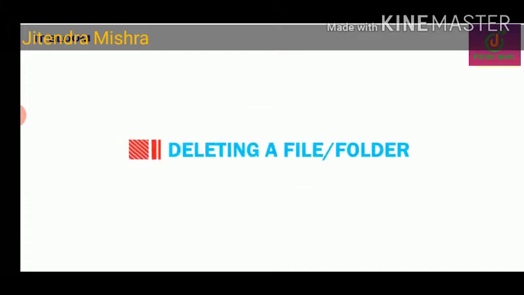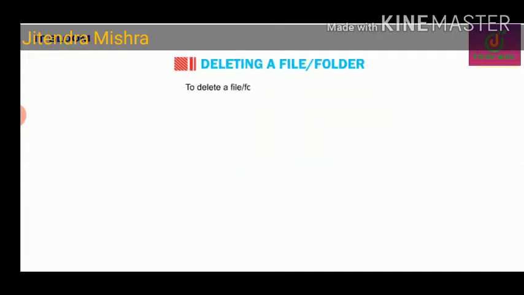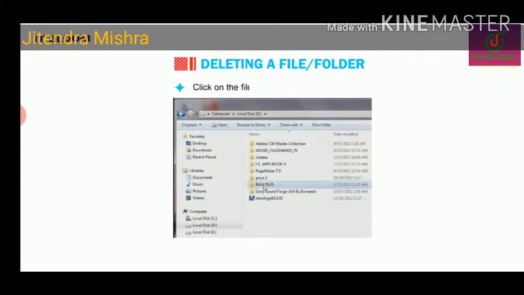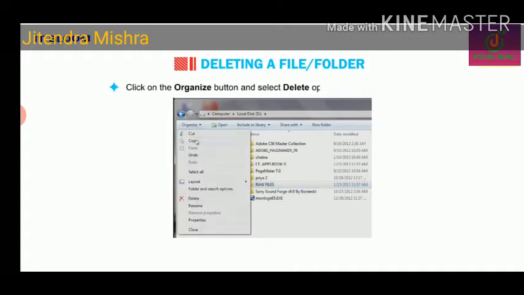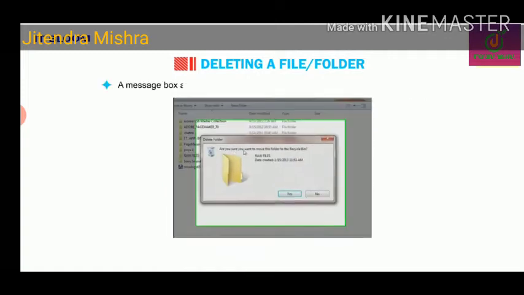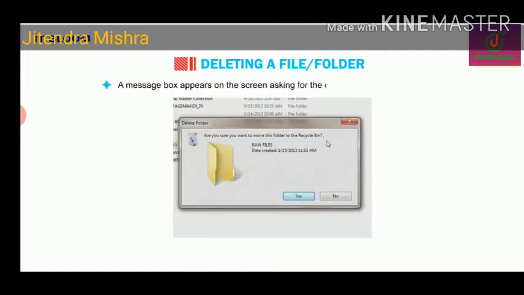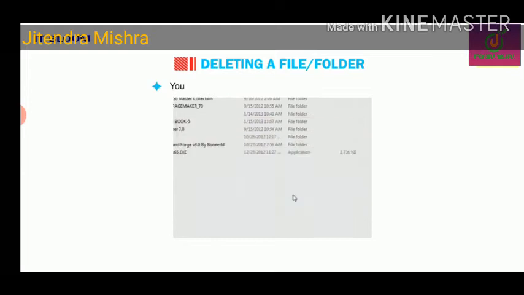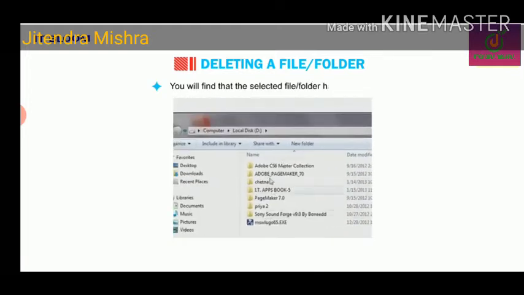Now let me tell you how to delete a file or folder. To delete a file or folder, follow the given steps. Click on the file or folder that you want to delete. Click on the Organize button and select Delete option from the drop-down menu. A message box appears on the screen asking for the confirmation to delete the file. Select Yes to confirm. You will find that the selected file or folder has been deleted.